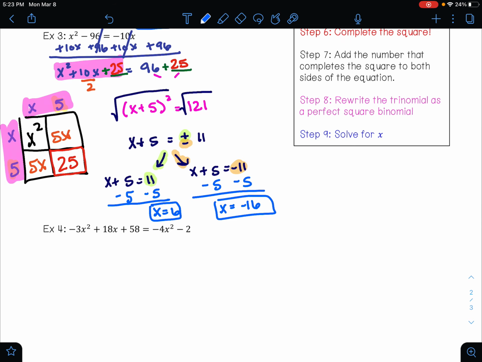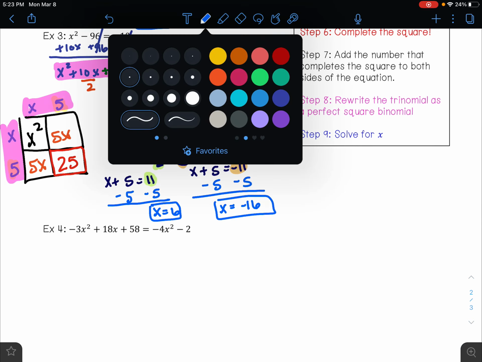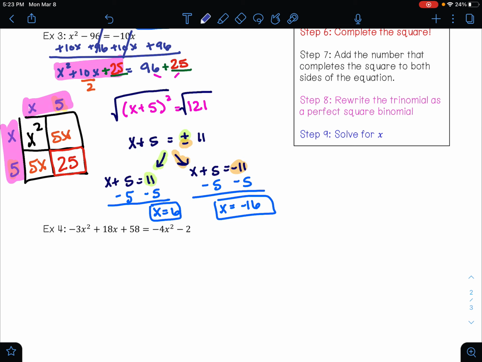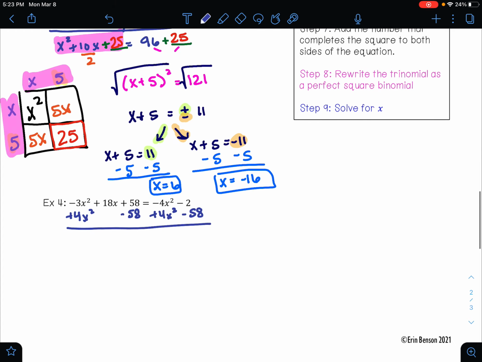If we look at the next example, my first thing that I want to do is get my x's on one side and my constants on the other. This negative 4x squared needs to be moved to the other side. So to undo subtraction, I'll do addition. I can also see that I'm going to need to move this 58. So I'm also going to subtract 58 from both sides.